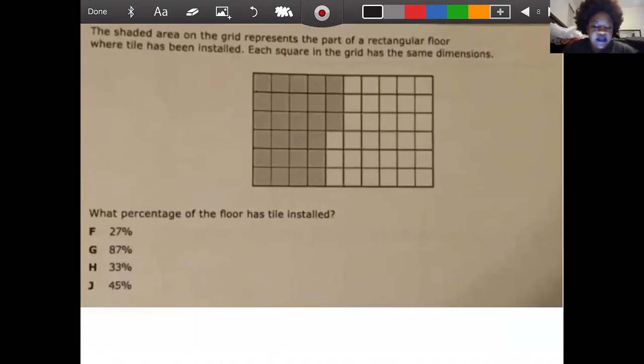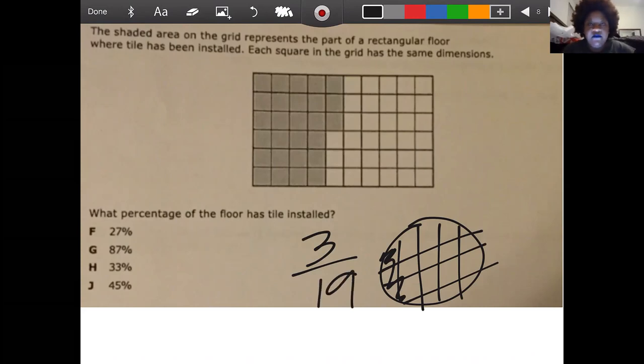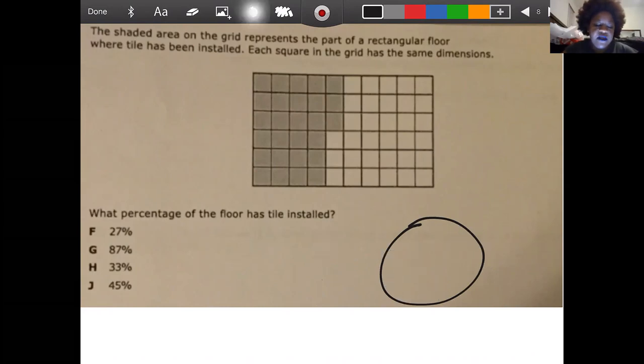All right. Next, the shaded area on the graph represents the part of a rectangular floor where tile has been installed. Each square in the grid has the same dimensions. What percentage of the floor has tile been installed? So this is just like the pizza or the pie, like when you were in elementary school, and they said, okay, little Johnny, you've eaten three pieces of the pie out of how many? 1, 2, 3, 4, 5, 6, 7, 8, 9, 10, 11, 12, 13, 14, 15, 16, 17, 18, 19. Out of 19. So when you see these squares, or this rectangle, I instantly need you to say, oh, this is just going to be like when I was in elementary school and I had to make a fraction. That's it.